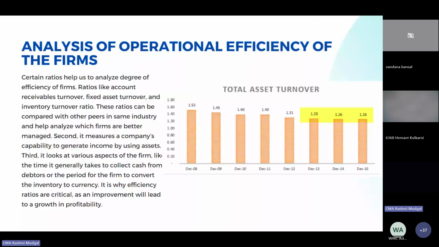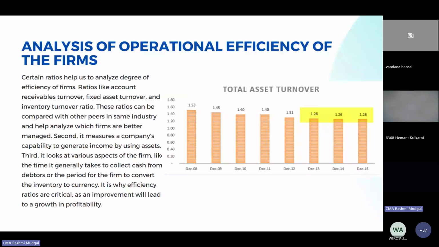Ratios like accounts receivable turnover, fixed asset turnover, and inventory turnover can be compared with other peers in the same industry and help analyze which firm is better managed. Okay, so this can also be seen here, where we can see whether the company is well managed with the people around it or not.